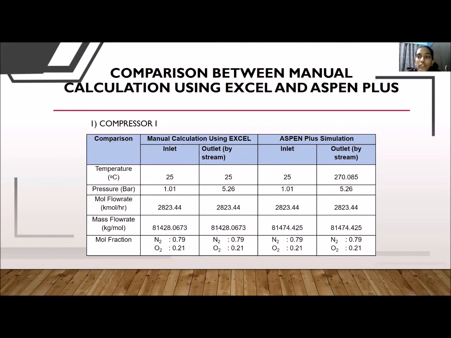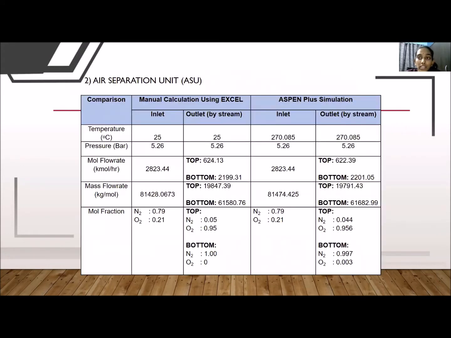Now moving on to the second unit, which is the air separation unit. This unit is used to increase the purity of the oxygen. The difference we can see is at the top stream. For Excel, we have around 624, whereas for Aspen simulation, we have around 622. This is due to the purity of the oxygen in the top and bottom streams. In the Excel calculation, we assume there is no oxygen in the bottom stream. However, in Aspen simulation, there is a small amount of oxygen in the bottom stream, which leads to the difference in the mole flow rate of the oxygen.